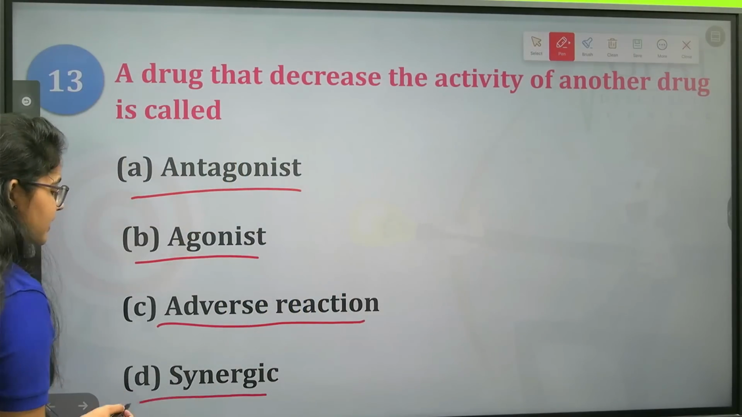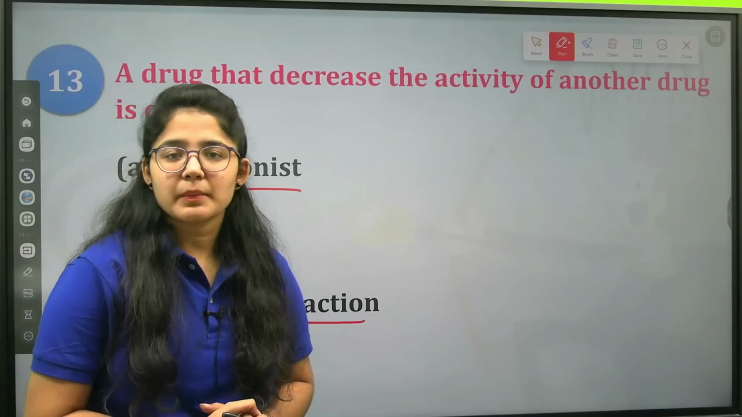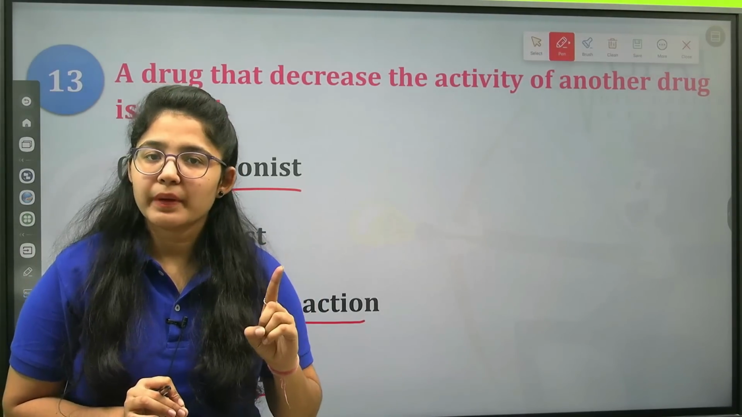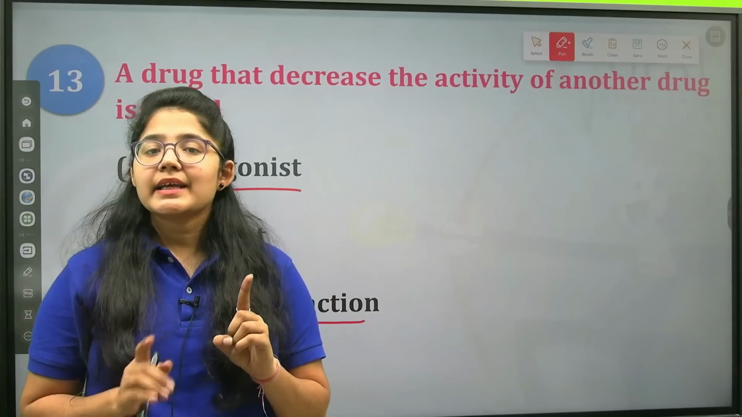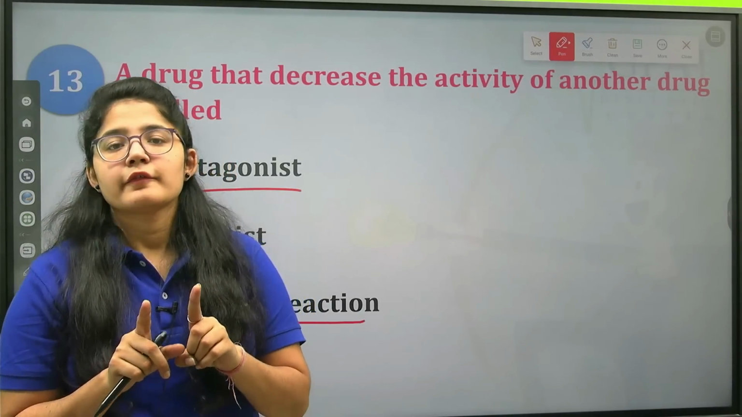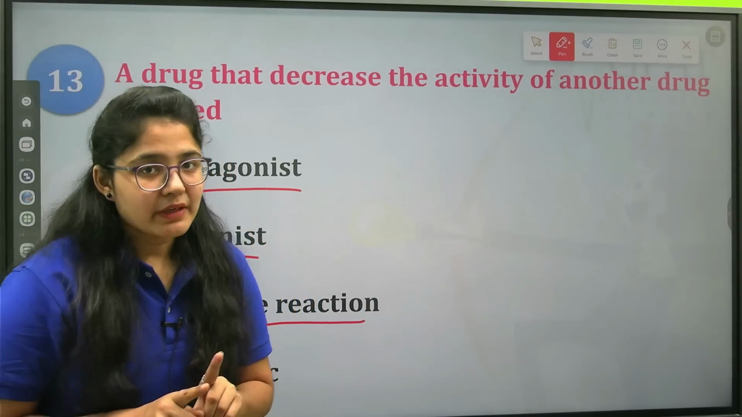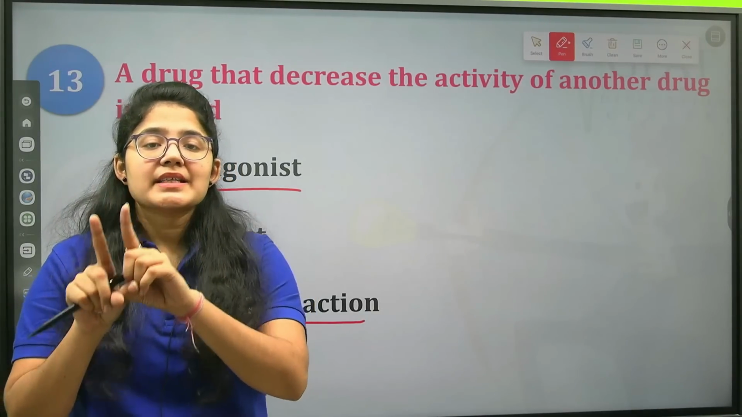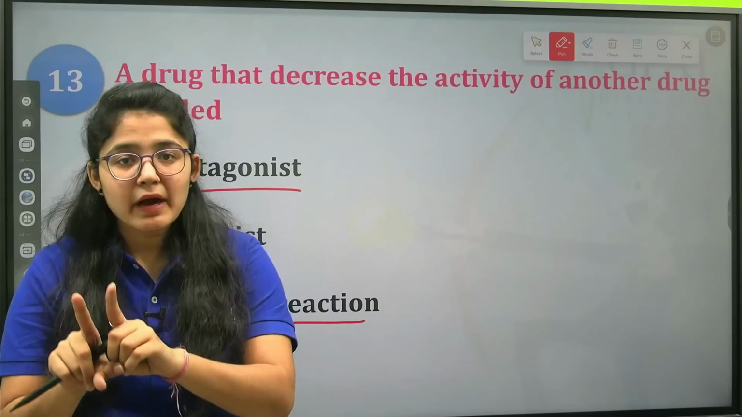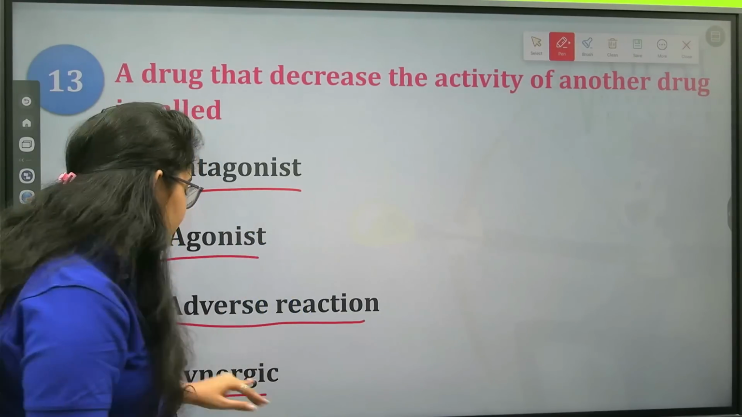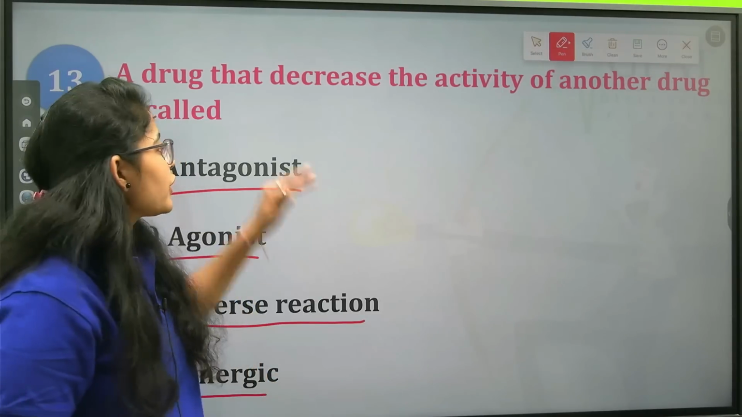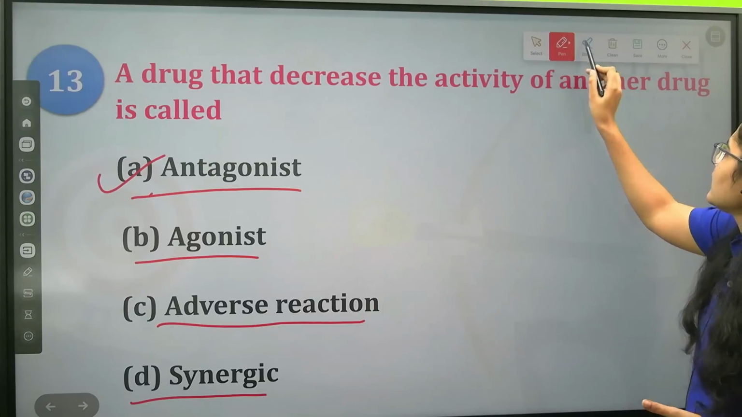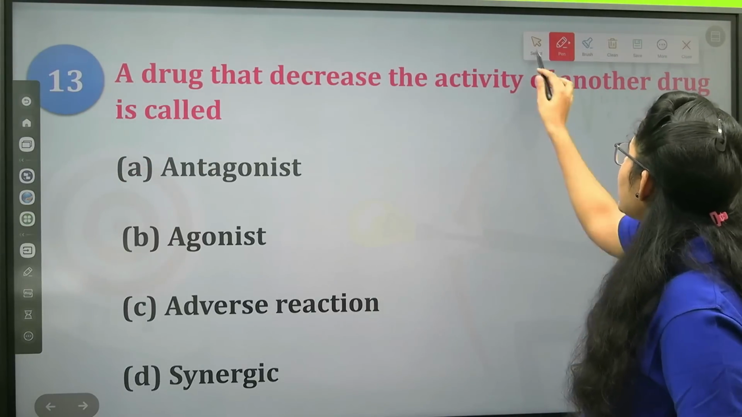Next is synergic. What does synergic mean? When one drug is not capable of showing the proper or desirable effect, it is combined with another drug. For example, aspirin and caffeine are given in combination to produce the desirable amount of effect we need. That is your synergic condition. So what will be the answer? The answer will be antagonist. Clear? Okay. Now the next question.